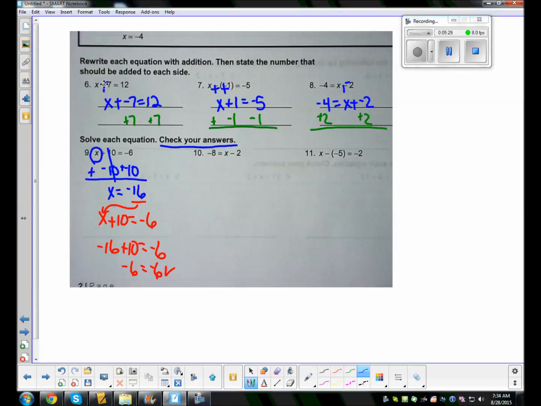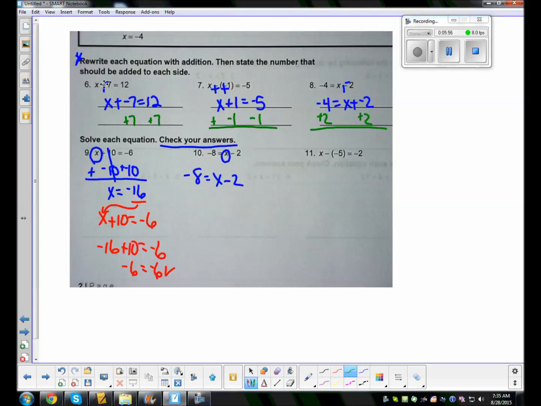Number 10, again, I'm going to isolate the variable, so I always identify what the variable is. I'm going to write it as an addition problem like I did up here, because I find it easier to do that. In the long term, it'll be much easier because the equations are going to get more and more complicated. So I have negative 8 equals x minus 2. I just rewrote it so we could see it better.